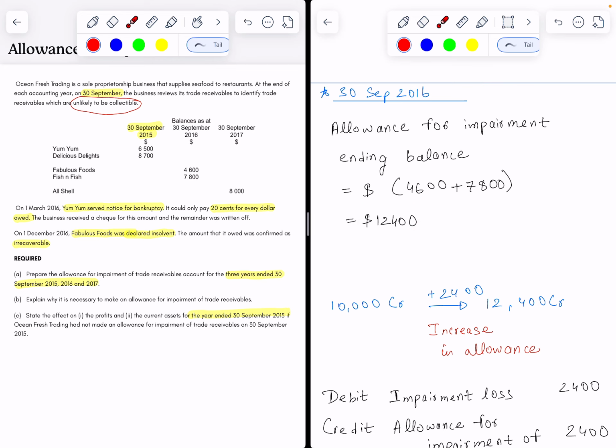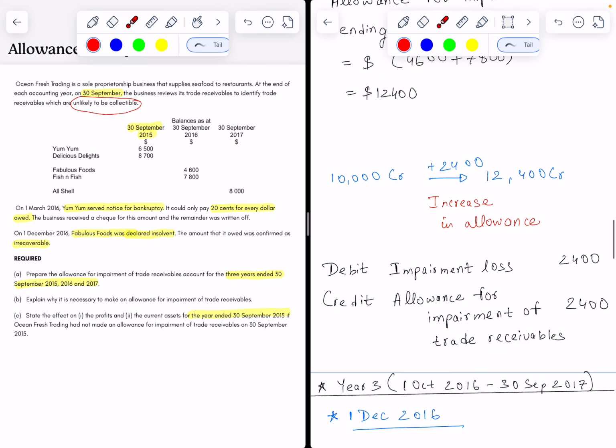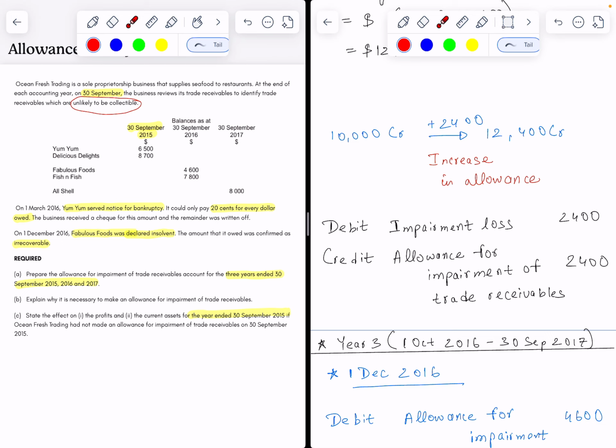Previously, after Yum Yum was dealt with, we ended up with a net balance of $10,000 credit. And now we have to increase our allowance to $12,400 credit at 30 September 2016, which means we have to increase our allowance by $2,400. Okay? So whenever there is an increase in allowance for impairment of trade receivables, we also have an expense that is incurred simultaneously, and that expense is known as the impairment loss of trade receivables. Expenses by default are debited, which means when they are increasing, they're also debited. So therefore, we are debiting the expense account, which is the impairment loss of trade receivables, by $2,400.